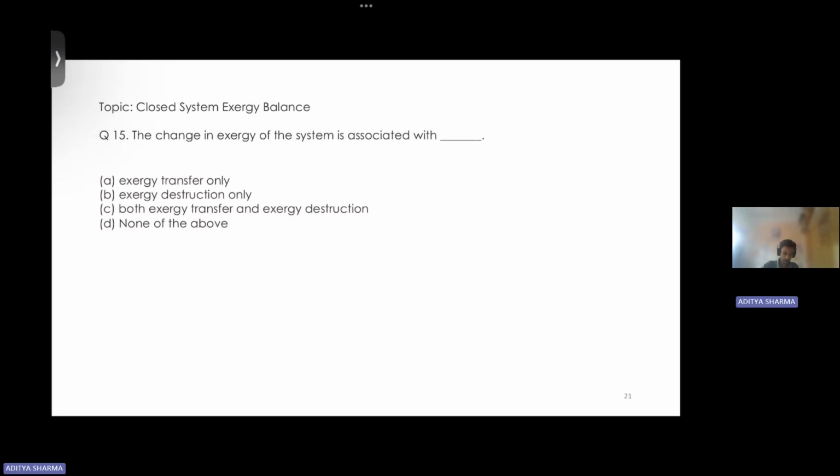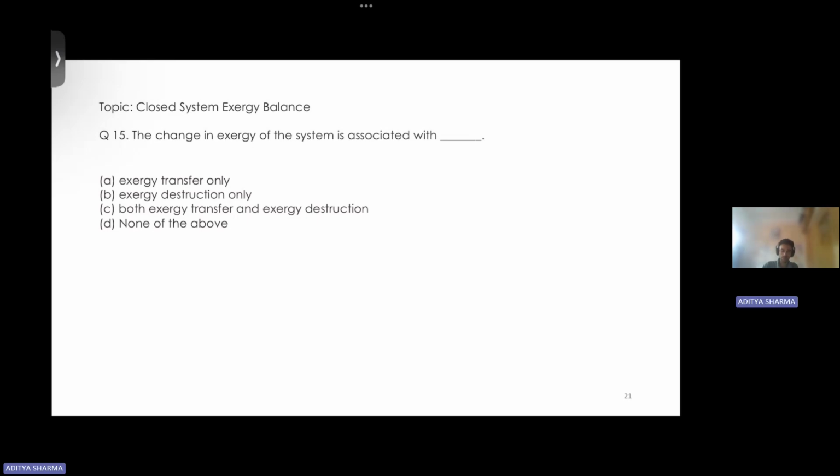And it states that the change in exergy of the system is associated with... So when we are dealing with the change in exergy of a system, then what do we consider? When a system moves from one state to another state, the change that takes place in the system, that is because of what?